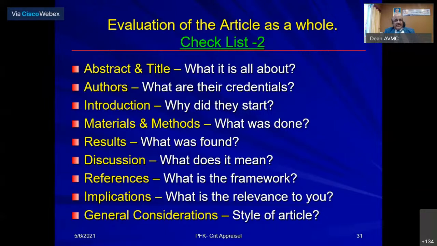Material and method, what was done? And in the results, what was found? And what was found, what does it mean, is the discussion. Then the references for the framework, and implications are what is relevant to you. General consideration, style of the article, I already shared some thoughts on that. So apply these simple checklists when you do the critical appraisal. You will be doing justice for the exercise.